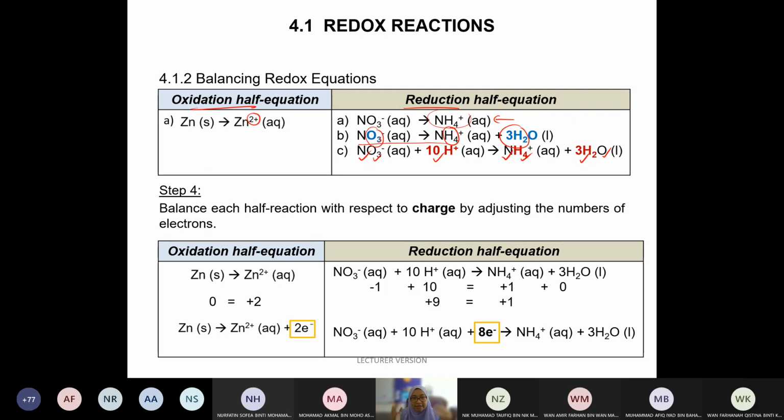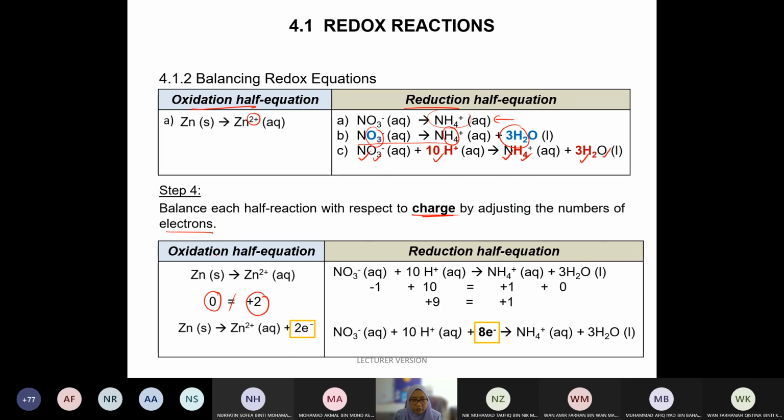Okay, next step, we have to balance the charge, the oxidation number. Balance each half reaction with respect to charge, macam biasa, by adjusting the number of electron. So tadi macam saya cakap, zinc to Zn2+ no problem. So we need to balance the oxidation number. Okay, then the equation is now ready. So zinc initially it is 0. Once they undergo oxidation, it becomes positive 2. Obviously, this is not balanced kan? So how do we make it balanced?